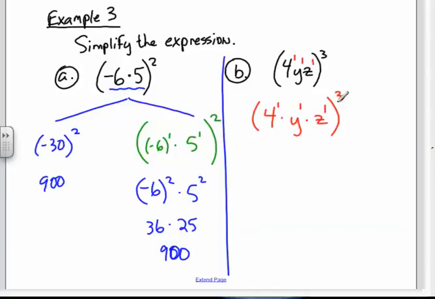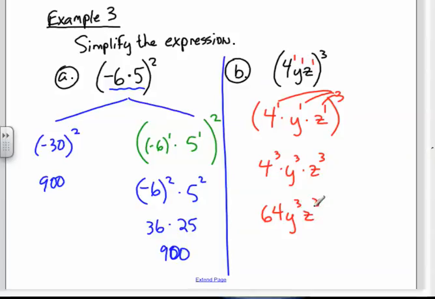But since they're being multiplied, remember I need to distribute this. So I'm going to get 4 cubed times y cubed times z cubed. Now, the 4 cubed I can simplify. 4 times 4 is 16, times 4 is 64. Y, I don't know what its value is, so I just have to leave it as y cubed. And the same thing for z. I don't know what its value is, I leave it as z cubed.